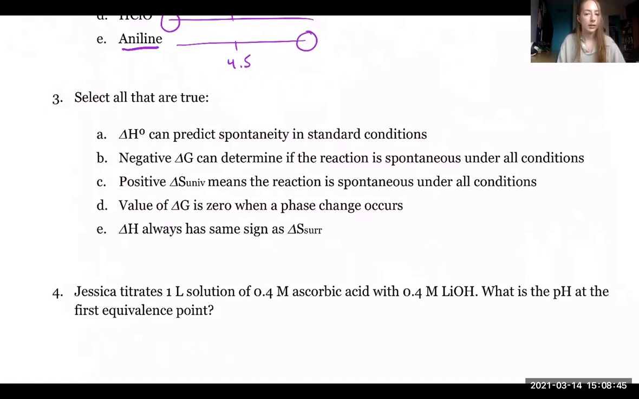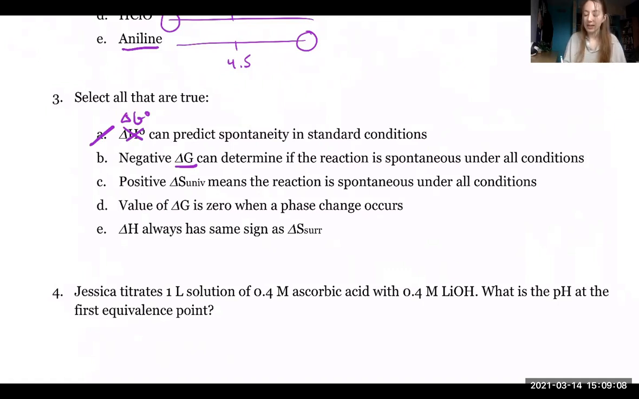No, right. Okay, only delta G. Delta G can do that. Okay. So the next one is saying negative delta G can determine if a reaction is spontaneous under all conditions. Okay. So this is delta G, not delta G standard. What do you guys think? Yes or no?